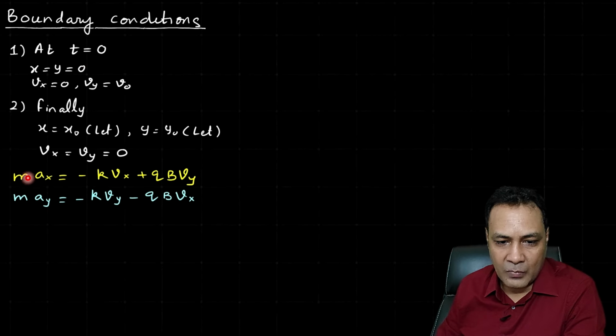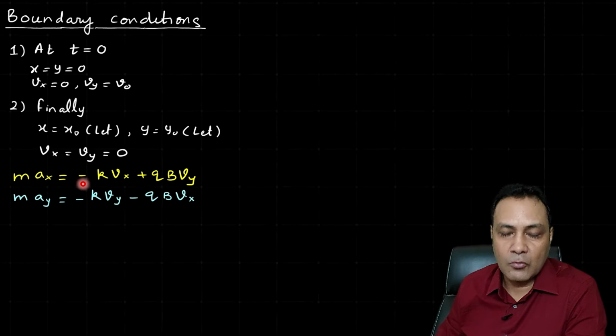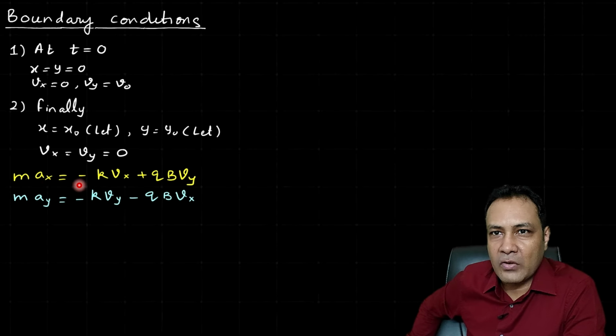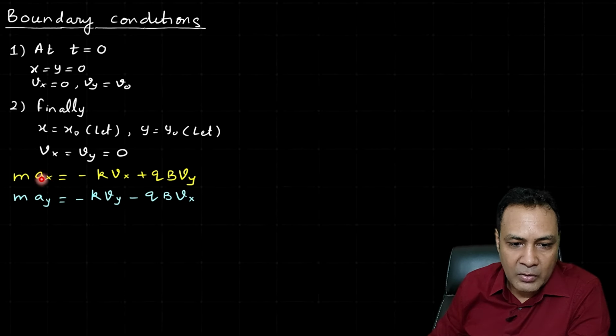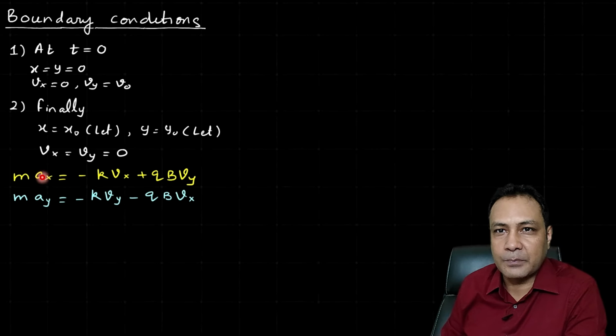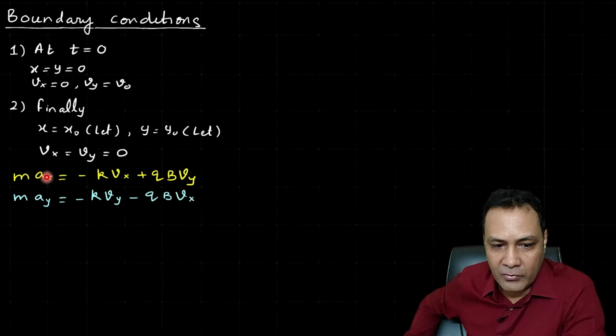This is the initial boundary condition, and F is equal to ma, that was. Now using this, I just want to rewrite this equation. m ax is equal to minus k vx plus qB vy. So ax can be written as dvx by dt. That is the x component of acceleration, the rate of change of the x component of velocity.